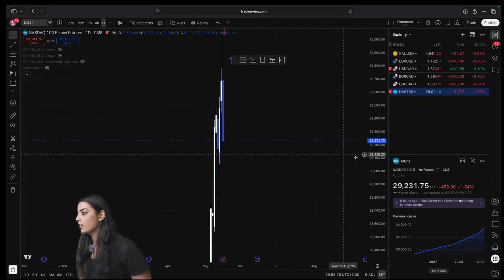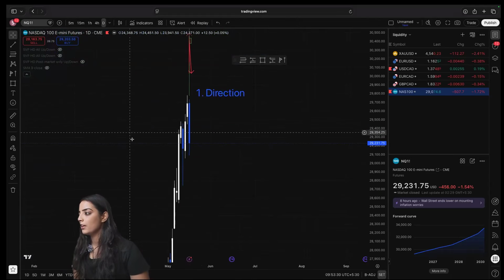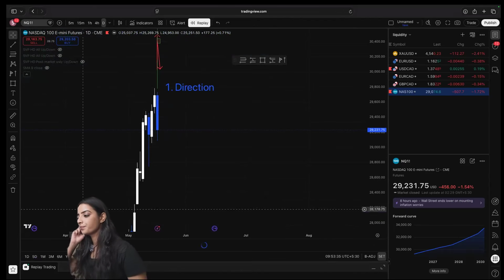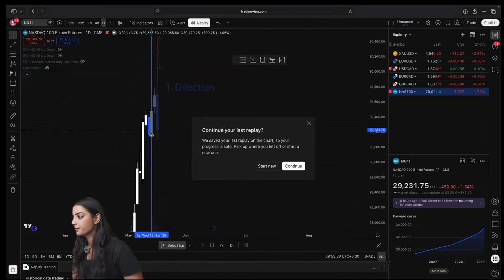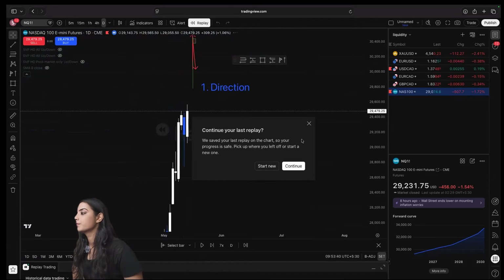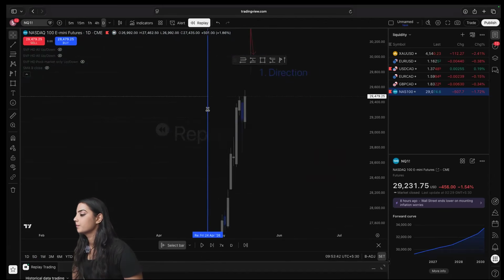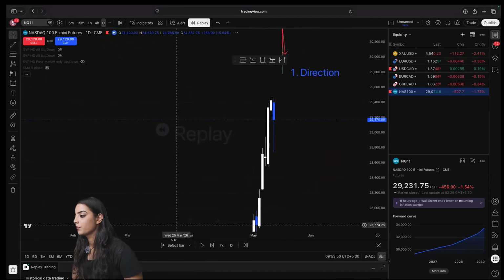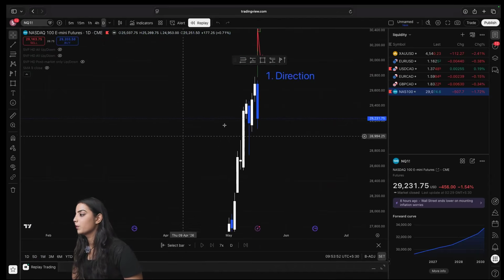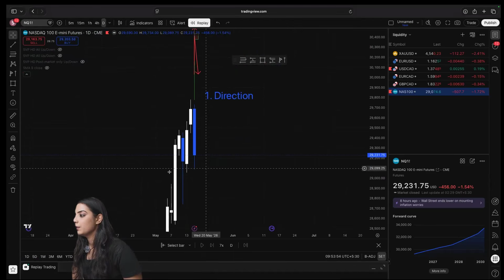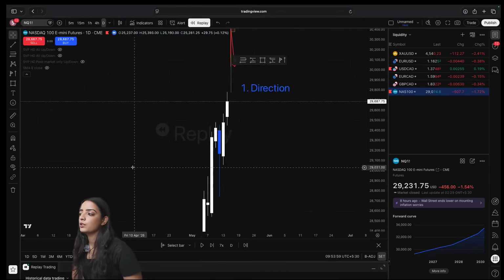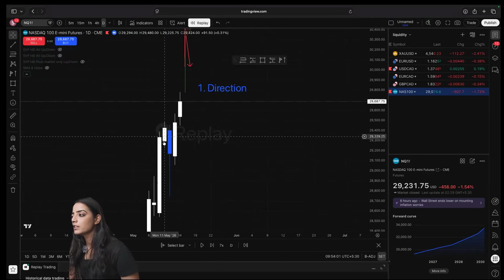Now let's quickly see that on the charts as well. We have something like this. So what would you do? You see this? Anyway, let me remove this so it's not confusing. So we have something like this. What is this? A green.